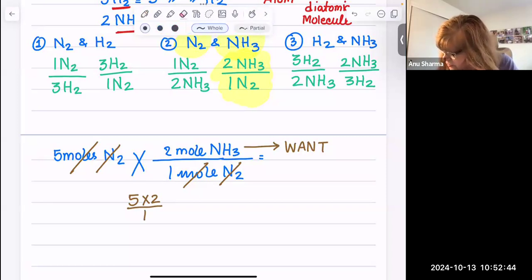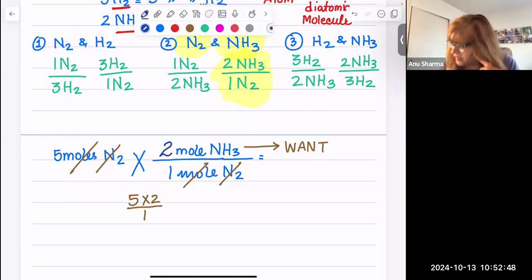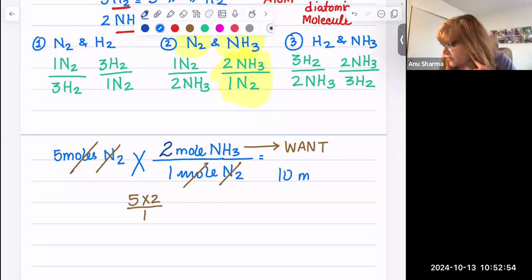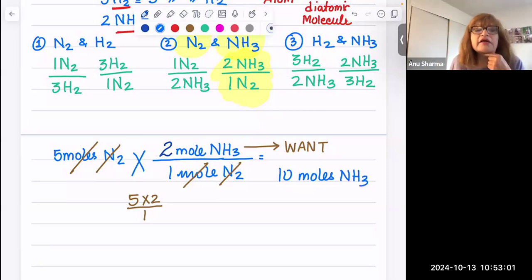Okay, let me erase this, make it nice. So what do you get here? The answer is 10 moles of ammonia. Okay, got it?